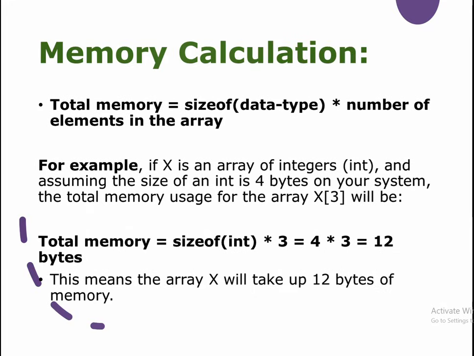Let us take another example. Suppose we declare char name of 20. Each character occupies 1 byte. Therefore, 20 multiplied by 1 gives 20 bytes. Now, let us take one more example. Suppose we declare float marks of 10. One float generally occupies 4 bytes. Therefore, 4 multiplied by 10 gives 40 bytes.